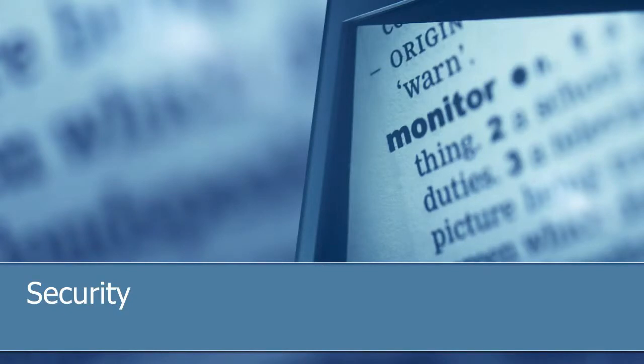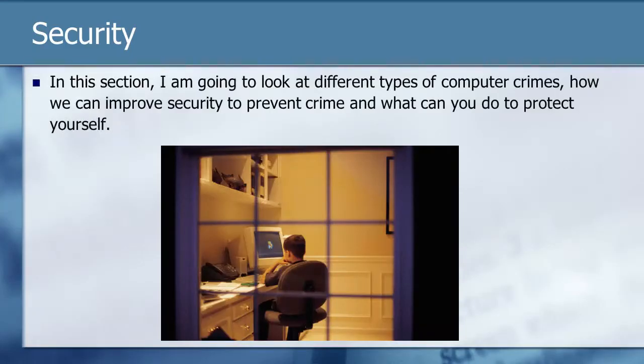We're now going to take a look at security. So in this section, we're going to look at different types of computer crimes, how to improve security, and what you can do to protect yourself.